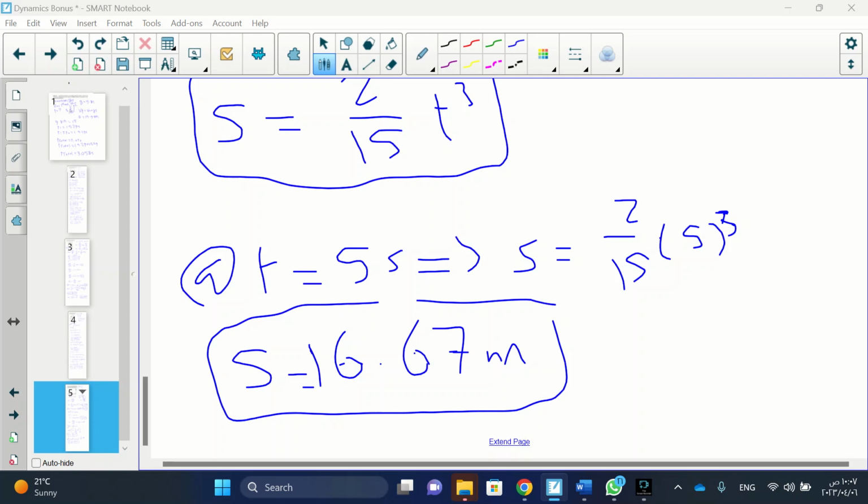So that's it. We found S at t equals 5 seconds, and we have answered the question.